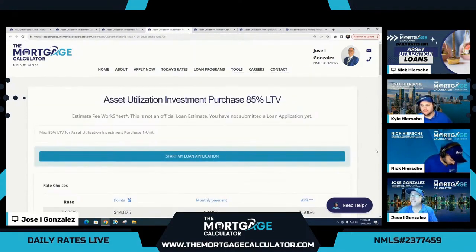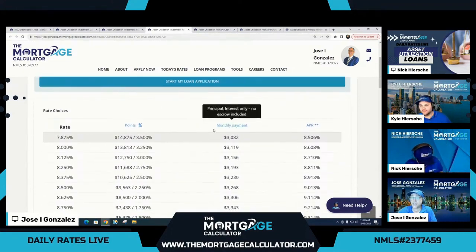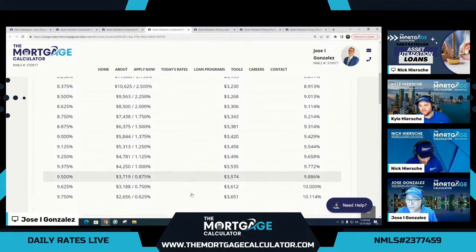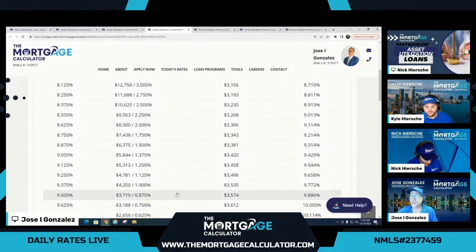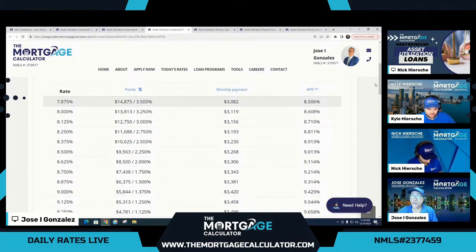So now we have investment options. So maximum LTV on an asset utilization investment loan is 85%. So at 85% on our investment property, 9.75% is our lowest cost option. And in this amazingly deep rate sheet, we can go all the way to 7.875% on an asset utilization purchase. How you like them apples? That's amazing.